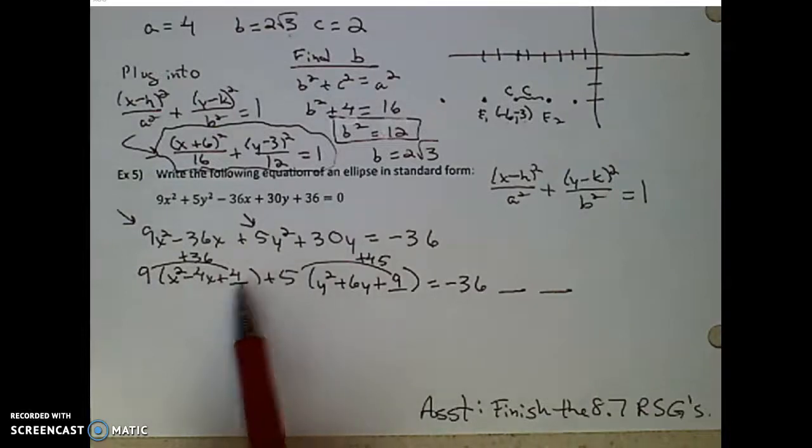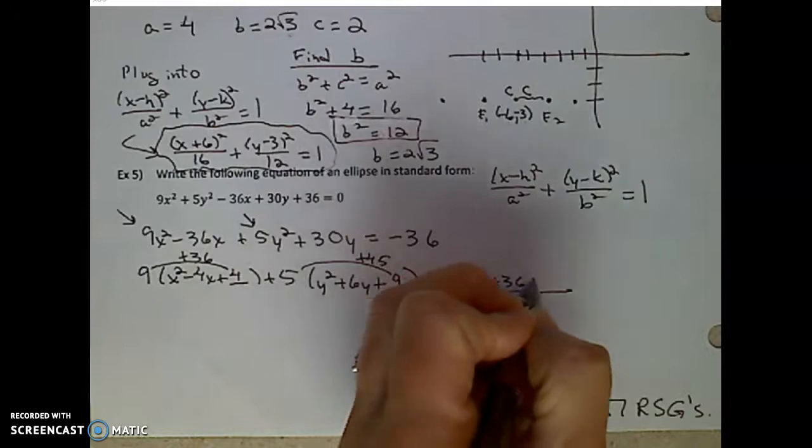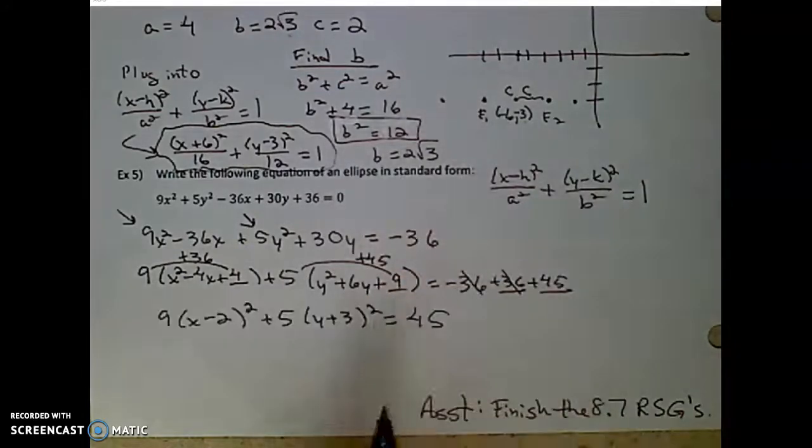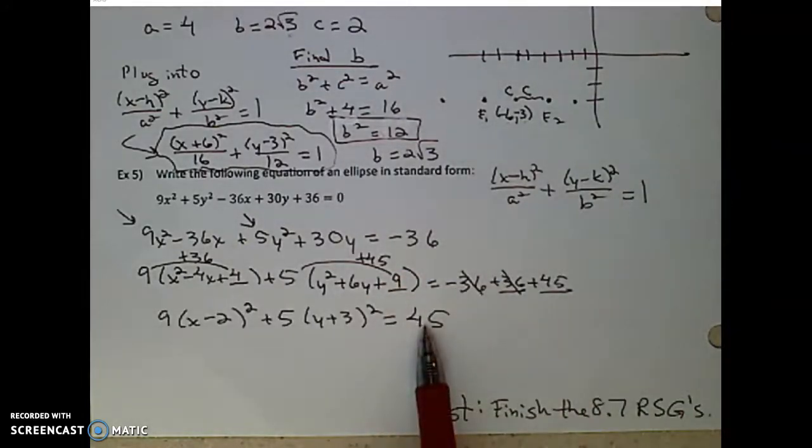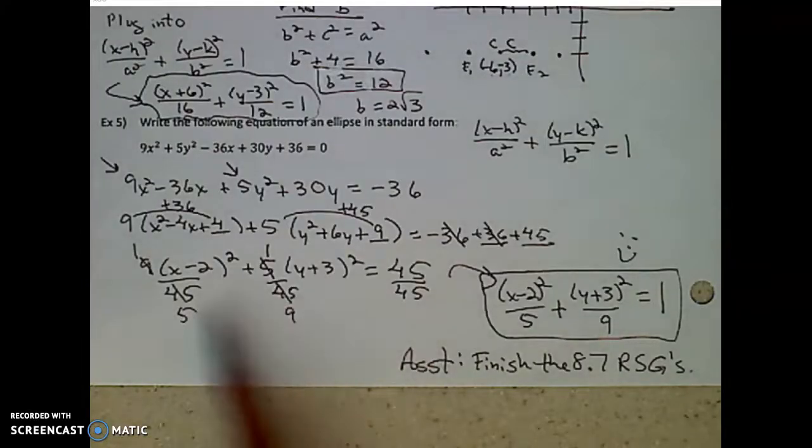I'm running out of time. Distribute, add 36, add 45. Take a look and divide to get equal to 1. Divide through by 45 and voila!